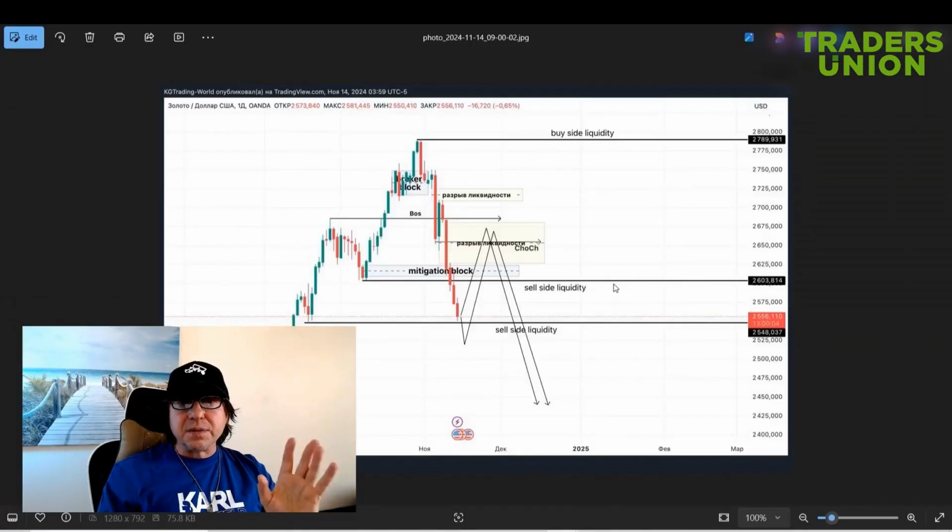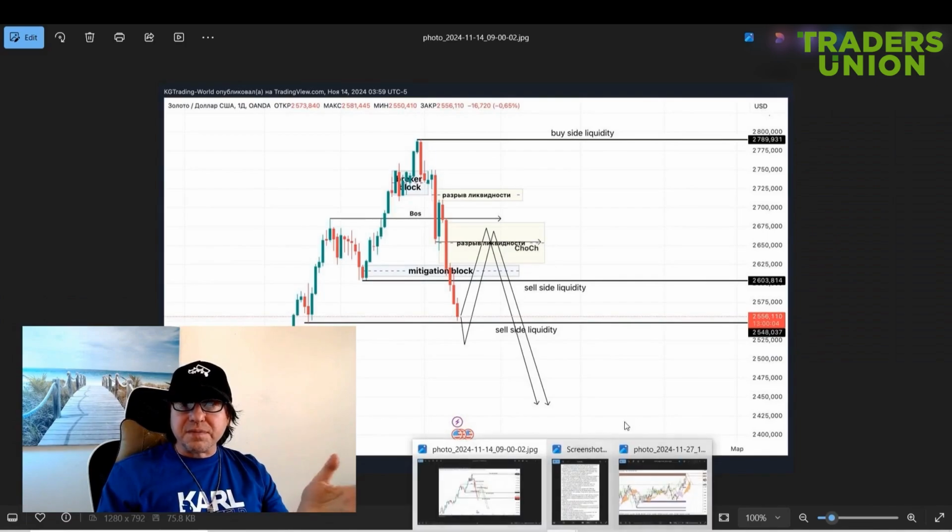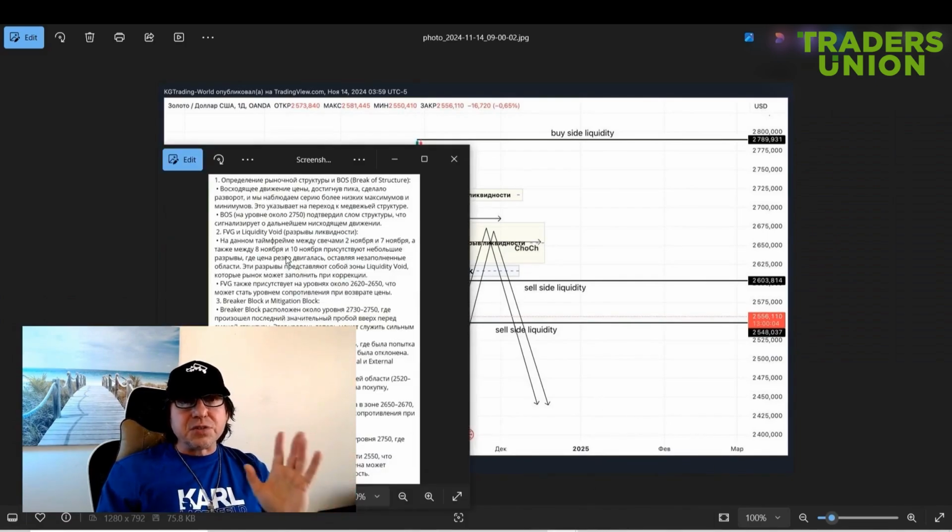Here is the chart. Well, okay, it's not cluttered here, but here is a clearly drawn resistance. Then below it, support, support, support. And here further goes the description: definition of market structure and break of structure.